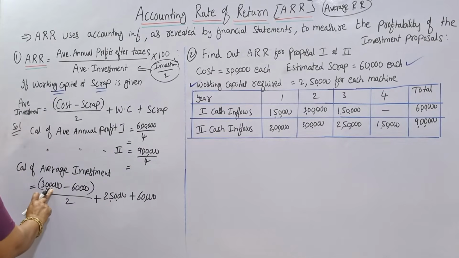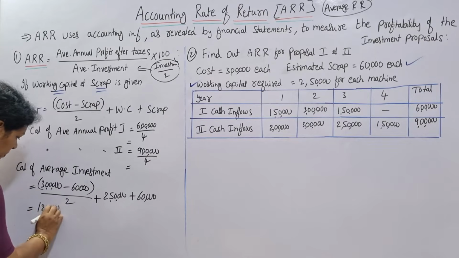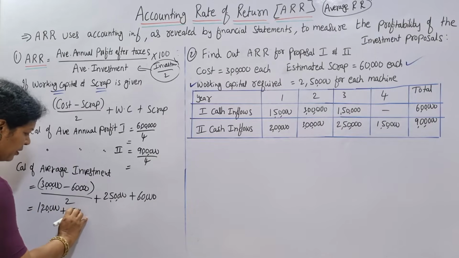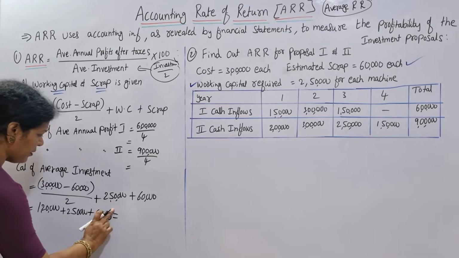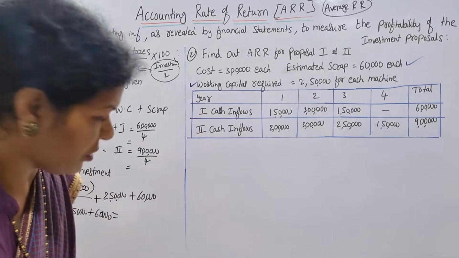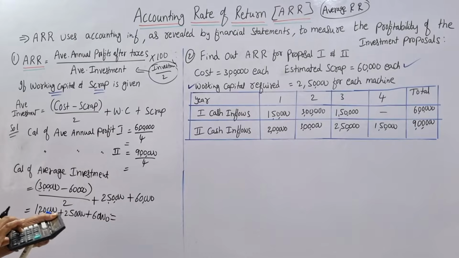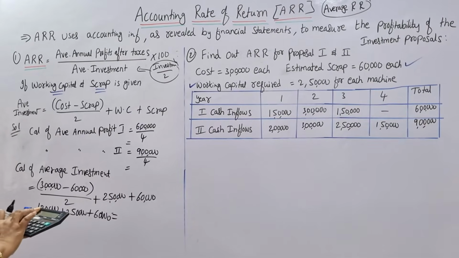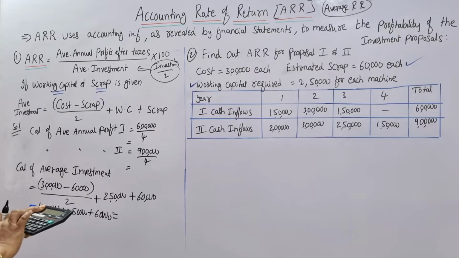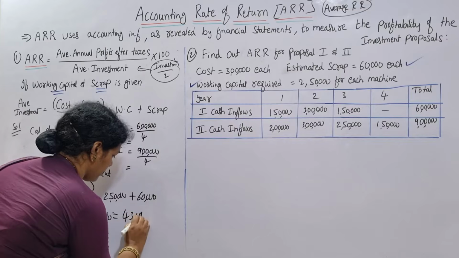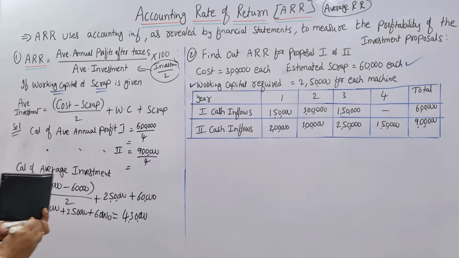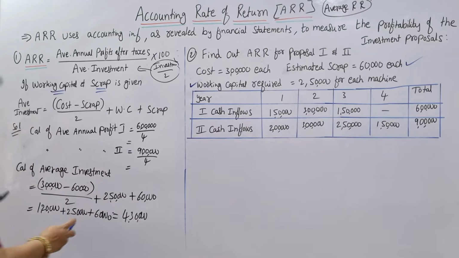First we will calculate this. 3 lakh minus 60,000 means 2 lakh 40. 2 lakh 40 divided by 2, 1 lakh 20. 1 lakh 20,000 plus 2 lakh 50,000 as it is, plus 60,000. We'll use the calculator, no more risk. 1,20,000 plus 2,50,000 plus 60,000 is coming to 4,30,000. What is this 4,30,000? Average investment.